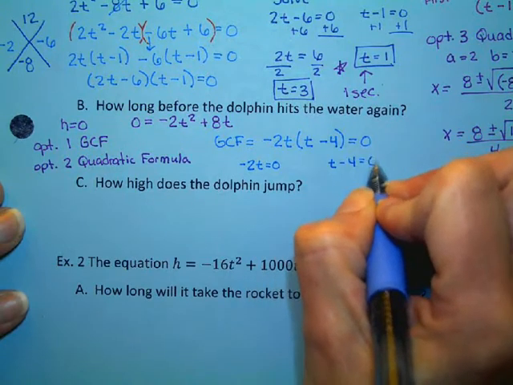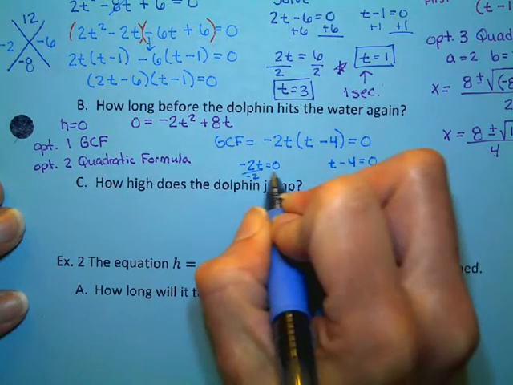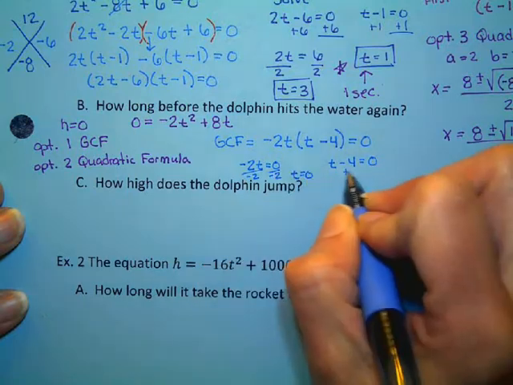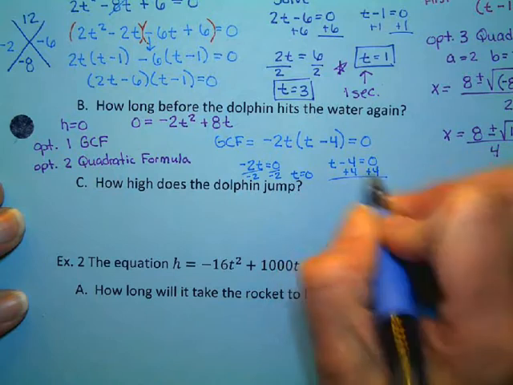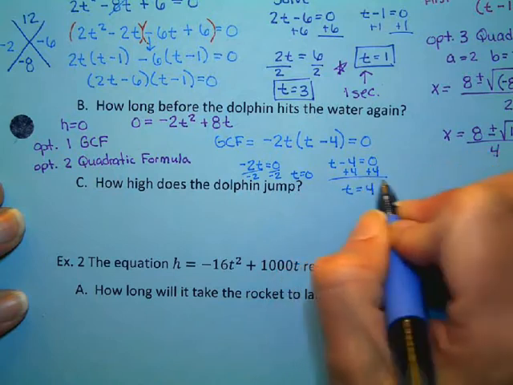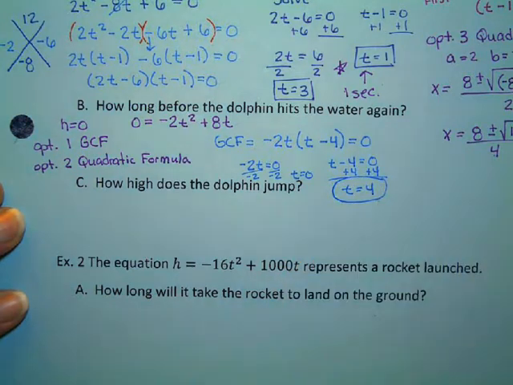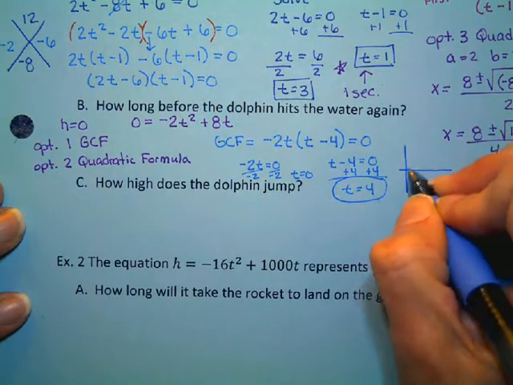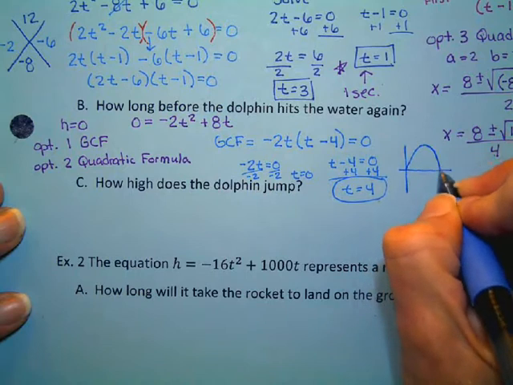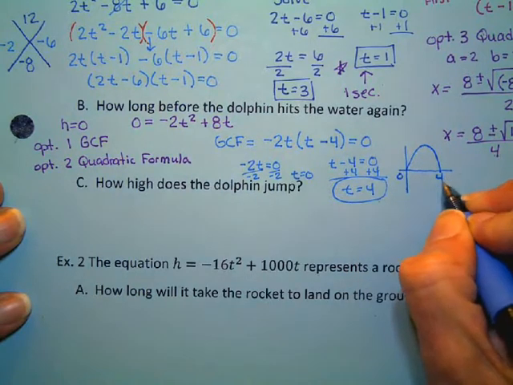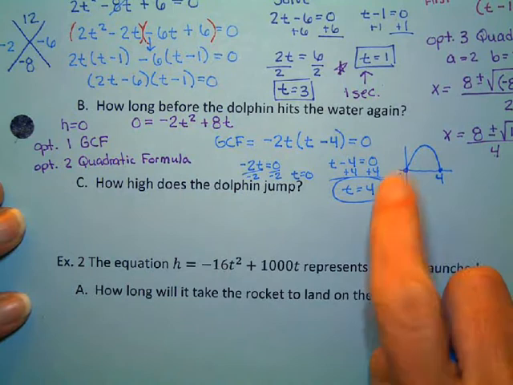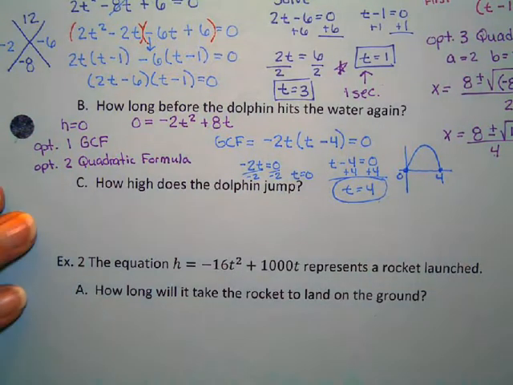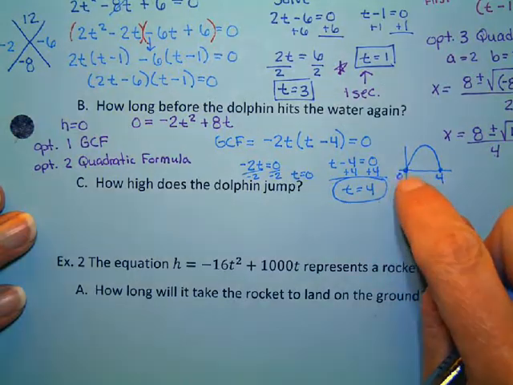This one, well, that's pretty easy. Divide by negative 2, t equals 0. And this one, you plus 4, t equals 4. So I'm going to circle after 4 seconds, the dolphin will come back down. So again, thinking about the dolphin goes up and the dolphin comes back down. At 0 and at 4 are the 2 places that the dolphin will be at the water level. Okay, so it goes out at height of 0, time of 0, and then back in at 4.